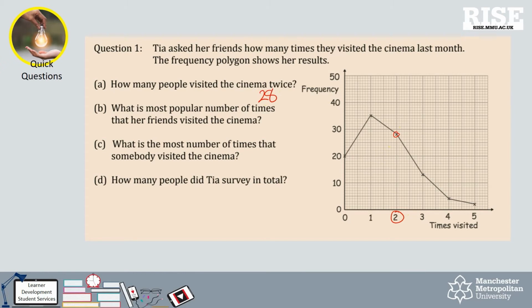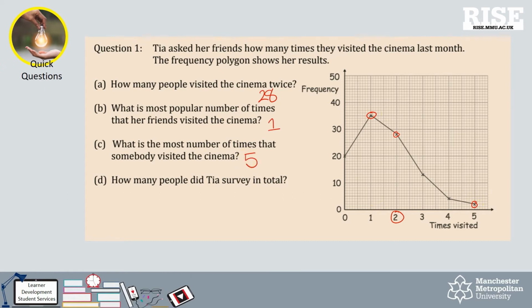What is the most popular number of times that her friends visited? So I'm essentially looking for the highest point on my frequency polygon. That's this one here, which denotes going just once in the month. So going once is the most popular number of times. What is the most number of times that somebody visited the cinema? So I'm looking for the furthest along my horizontal axis. I can see the very last point is here, which denotes going 5 times in the month.